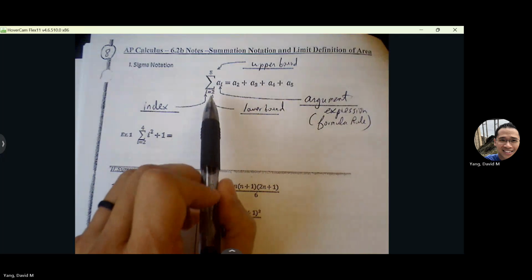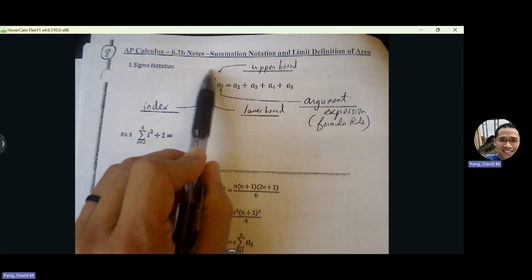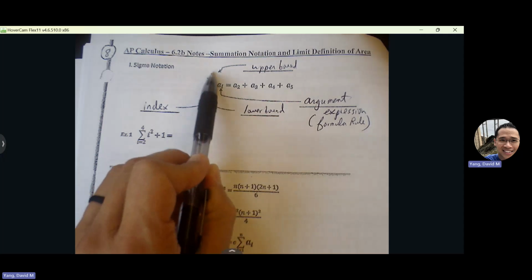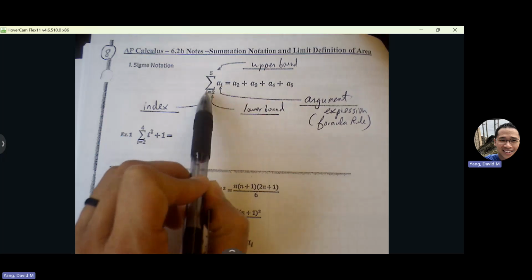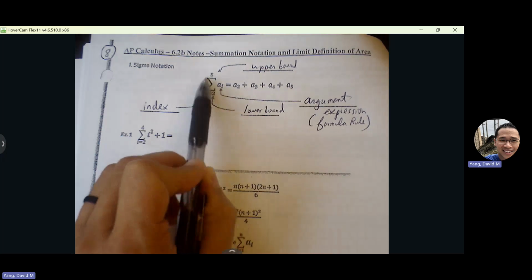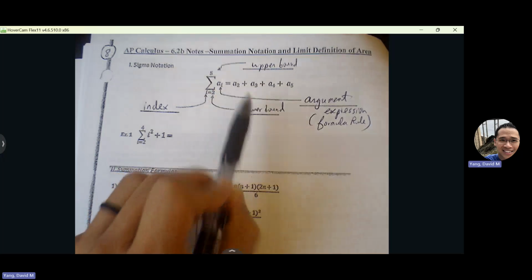Okay. Just be aware that this upper bound is the last variable value to plug in. It doesn't mean that there are 5 terms here. It just means that's the last value. So in this case, there are only 4 terms, because we start at 2: a sub 2, plus a sub 3, plus a sub 4, plus a sub 5. And we're always incrementing by 1 to get to the next value.